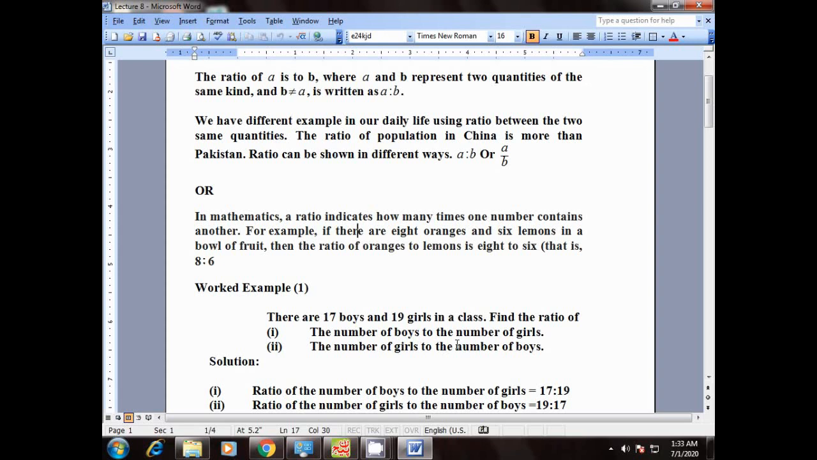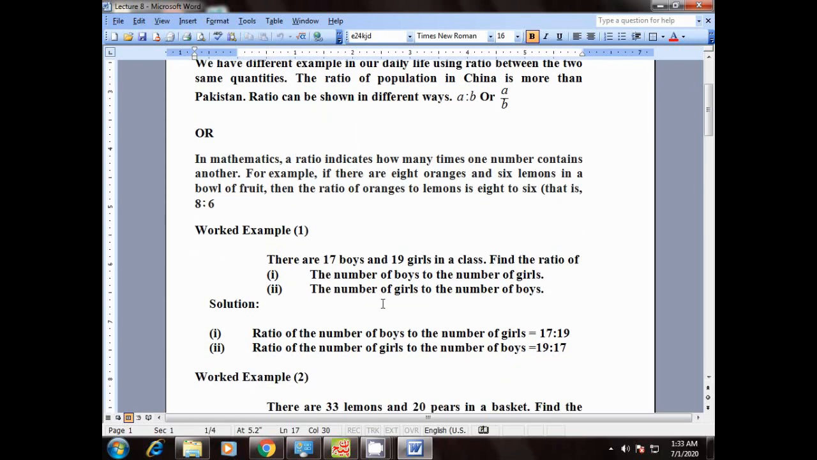Let's find their ratios. Ratio of the number of boys to the number of girls. Since we have given first boys and then number of girls, so we will write the ratio between these two quantities, which are boys and girls, as the number of boys 17 ratio the number of girls 19. Here you see the second quantity 19 is greater than the first quantity 17, and then ratio of number of girls to the number of boys.